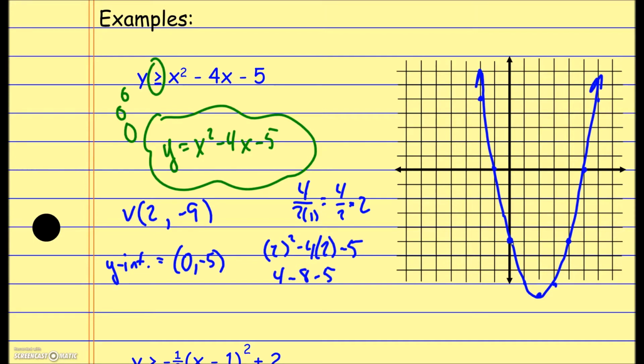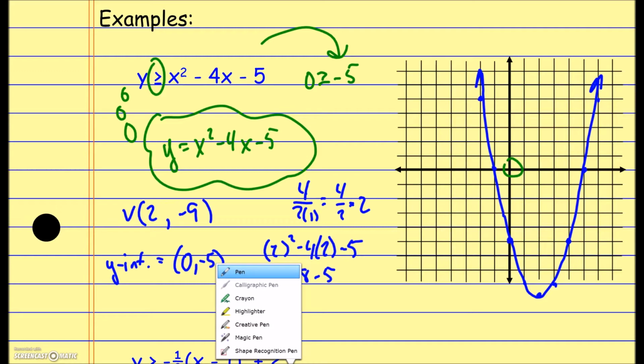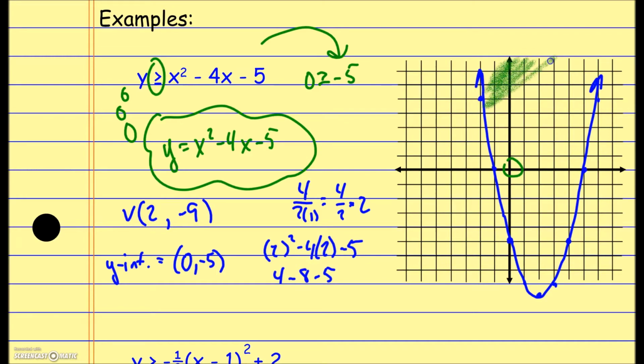Now I just have to decide if I'm going to shade inside this thing or outside this thing. And the way to do that is I test a point. So here I'm going to test the point 0, 0, and I'm going to plug that in. So when I plug in 0, 0, I get 0 is greater than or equal to, and when I plug 0 into the other side, I get a negative 5. So I get the statement that says 0 is greater than or equal to negative 5, which is a true statement, which means I shade that side of the graph. Okay, so since 0, 0 worked, I shade everything where 0, 0 is.